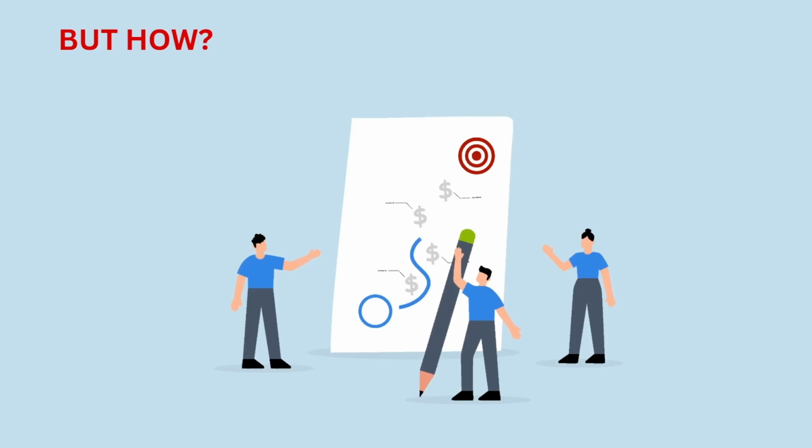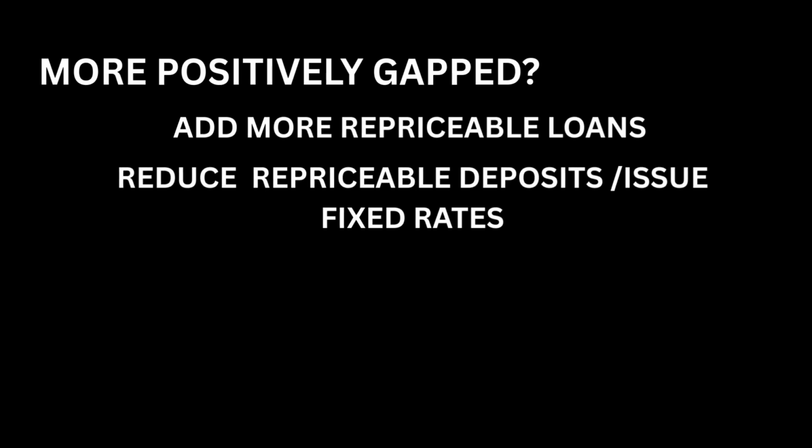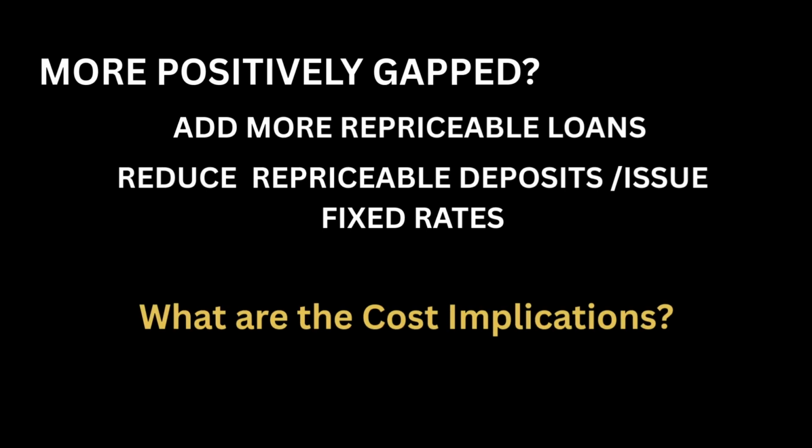Now, what are some ways to do this exactly? The key would be to move to or away from rate-sensitive assets or liabilities depending on the gap that is desired. For example, to be more positively gap, add more rate-sensitive assets by issuing more repriceable loans, or you may reduce repriceable liabilities by not rolling them over or moving them to fixed rates maturing further out in the future. However, there are cost implications as well in doing this, and here simulations and scenario analysis would be very useful on top of the basic gap management.